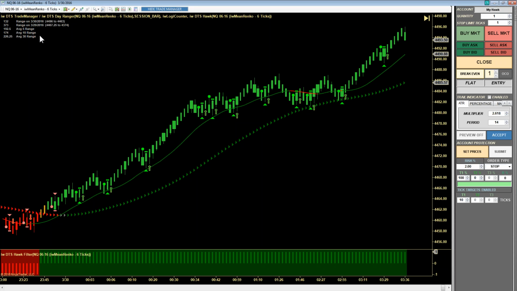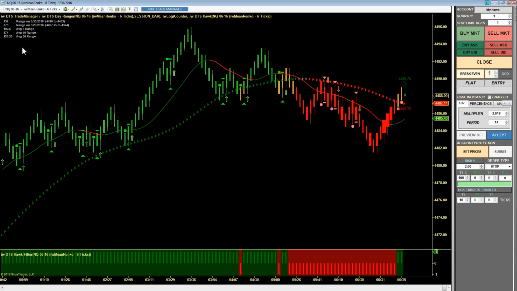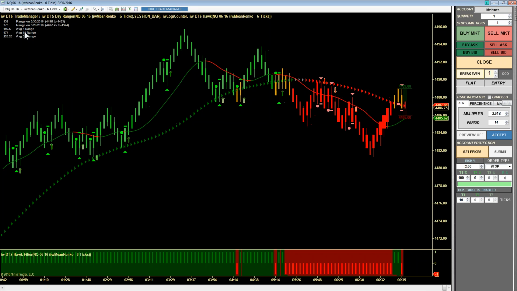This tool up here in the left is the Day Ranger. This is another system add-on, and the Day Ranger is very useful for analyzing what kind of stops you want and what kind of profit objectives you want, by giving you the average ranges for the 5, 10, and 30 days, as well as today's range and yesterday's range.